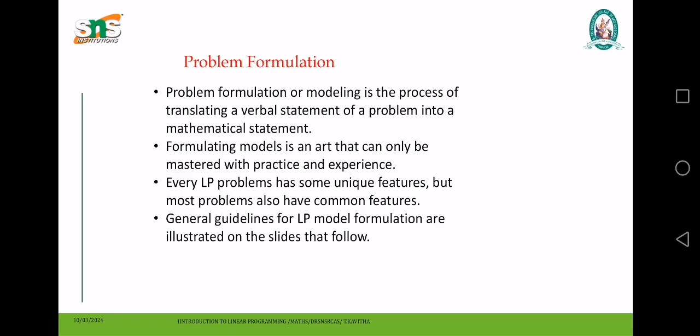Guidelines for model formulation. First step is to understand the problem thoroughly. Second, describe the objective, which is to minimize or maximize. Third, describe each constraint. Define the decision variables. Write the objective in terms of the decision variables. Write the constraints in terms of the decision variables.